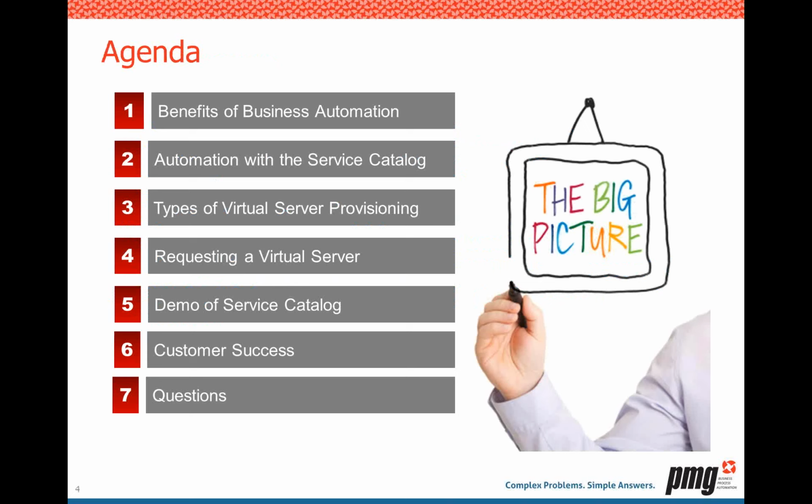So let's look at the agenda. What are we going to talk about today? First, let's talk about the business automation benefits. Why do we want to automate? Then we'll talk about the how of automation, focusing on service catalog. Third, we'll talk about the types of virtual server provisioning, what and where. Then we'll look at requesting a virtual server. What does that end user experience look like, and what's the backend process? And then we'll go into a live demo of the service catalog and automatic virtual server provisioning. Then we'll follow up with a customer success story and take your questions at the end.